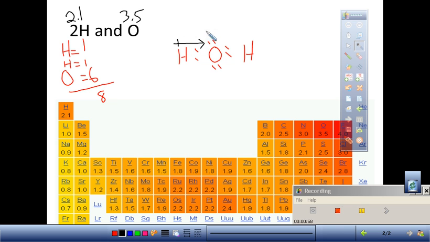Since it's more in that direction, this side is going to be a little bit negative, and this side is a little bit positive. And same thing over here. This side's a little negative, and this side's a little positive. So we have polar bonds within the molecule.